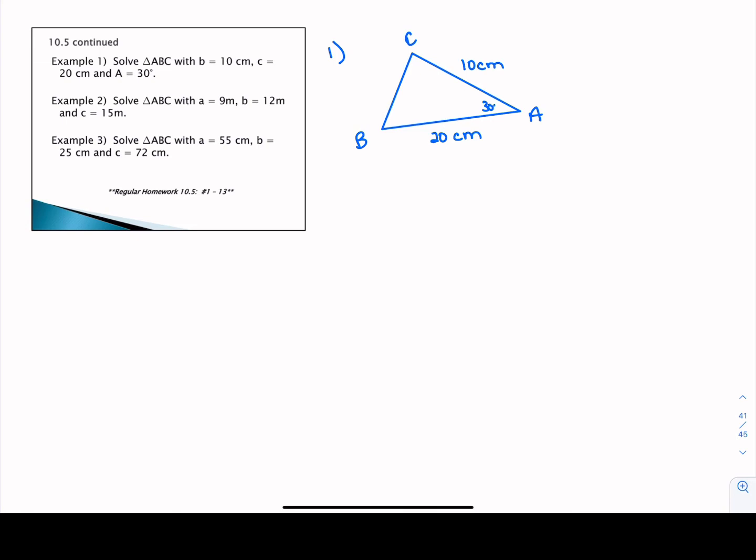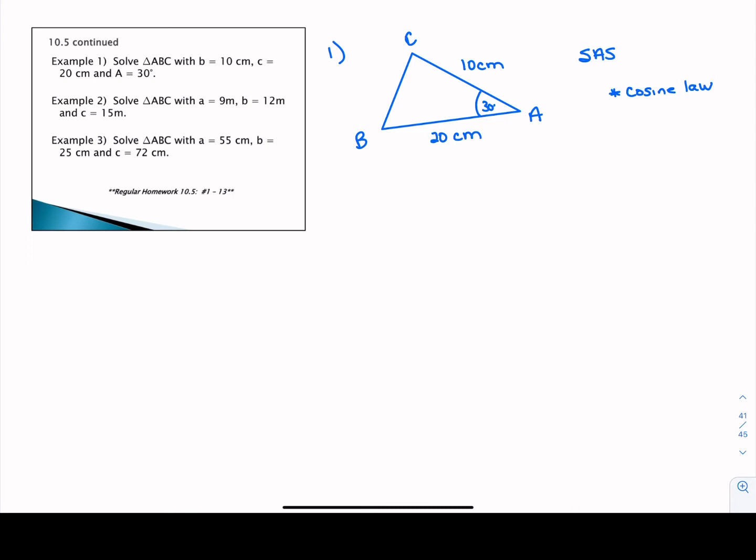What we recognize here is that we do have two sides and the angle sandwiched between those two sides. This angle connects our sides B and C, so we can see for sure that this is an SAS triangle. You have two sides and an angle, and the angle is actually between those two given sides. Because this is an SAS orientation, we know for sure that we must use the cosine law. If we wanted to use the sine law, we would have to have an angle and a side opposite. We don't have the side opposite 30 degrees, so the sine law wouldn't get us anywhere at this stage.